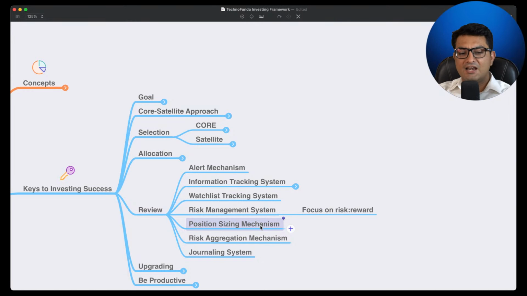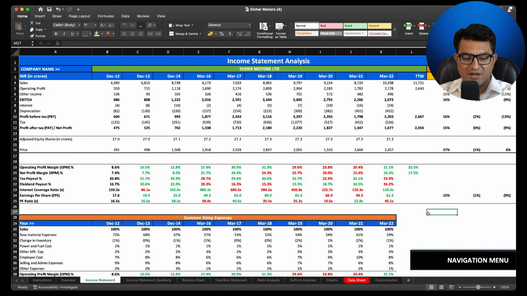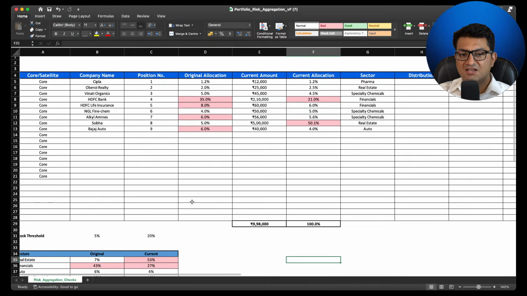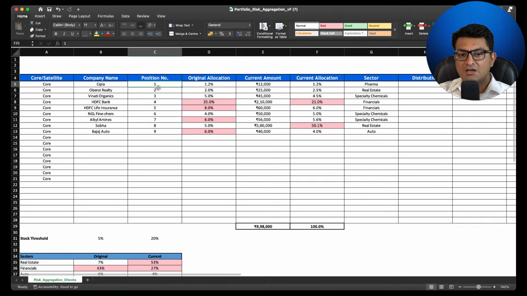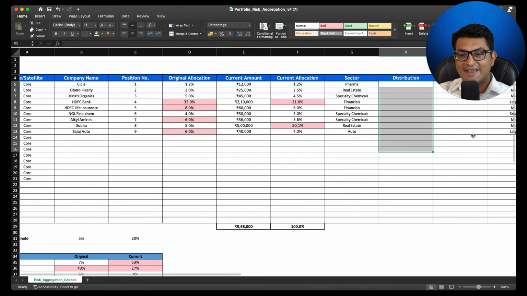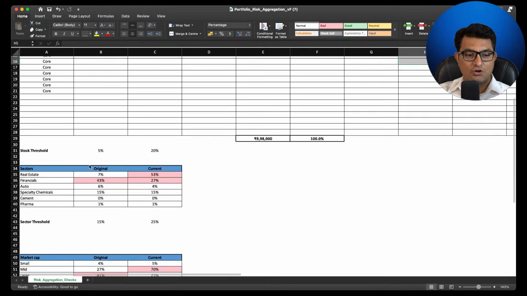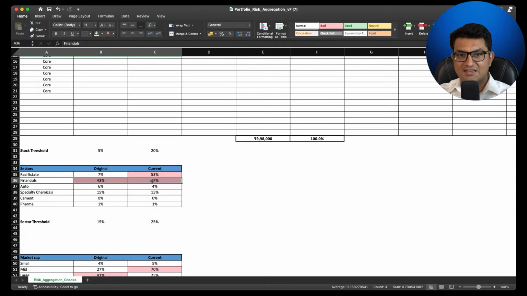Okay, then we have a risk aggregation mechanism, and here also I've created a simple template. This template is available to all my gold members inside the community, and this is where we monitor each and every position by sector, by market cap, by distribution, by geography, whatever criteria you want to put. You can put your own criteria, and you can also have thresholds, for whether a particular sector has gone above a particular percentage. This way you can manage your risk aggregation.